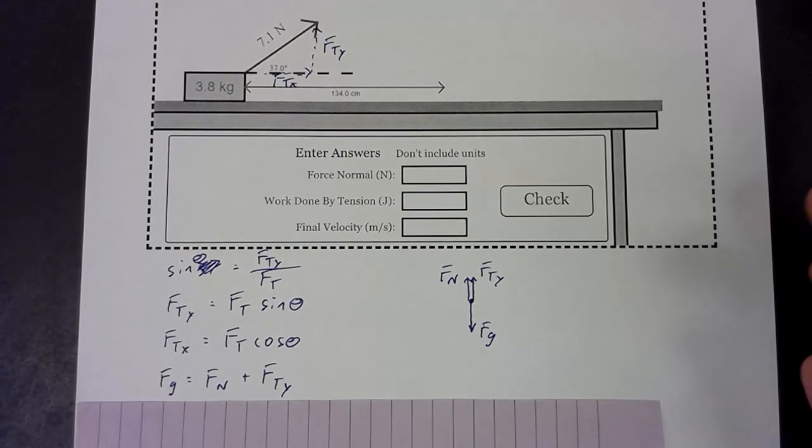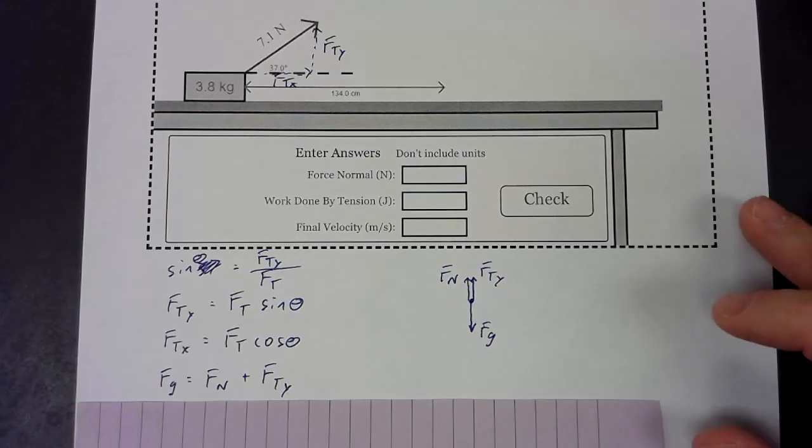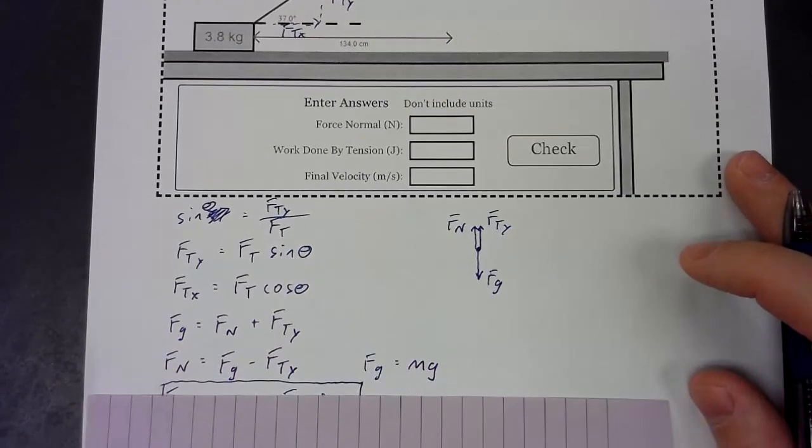So in order to balance the force of gravity, it is the normal force from the table, which is going to be a little less because we're pulling up with the rope, plus how much of that tension force is in the y direction. So that's our expression for that.